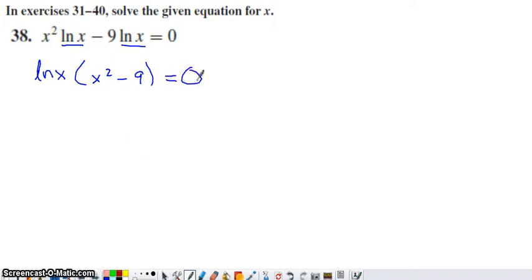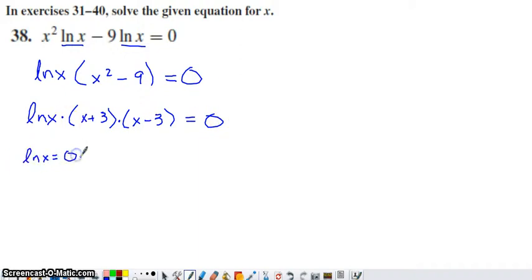I do have a multiplication problem now that has an answer of 0 when I take the product, but you hopefully recognize that what's in here will factor a little bit more. So factor x squared minus 9 as a difference of squares. You'll get x plus 3. You'll get x minus 3. So what you now have is 3 pieces of a multiplication problem. You know the answer to that product is 0. So set each piece of the product equal to 0. So set natural log of x equal to 0, set the second factor equal to 0, and then set the last factor equal to 0. Solve these 3 simple equations.